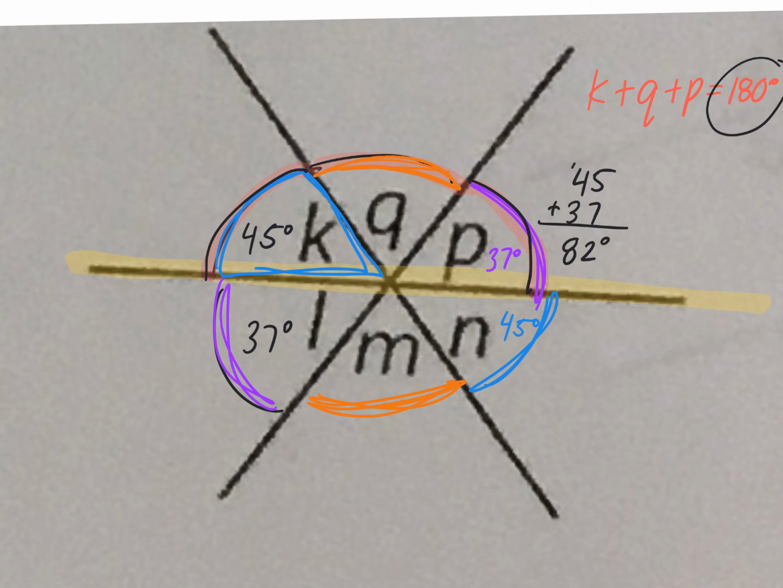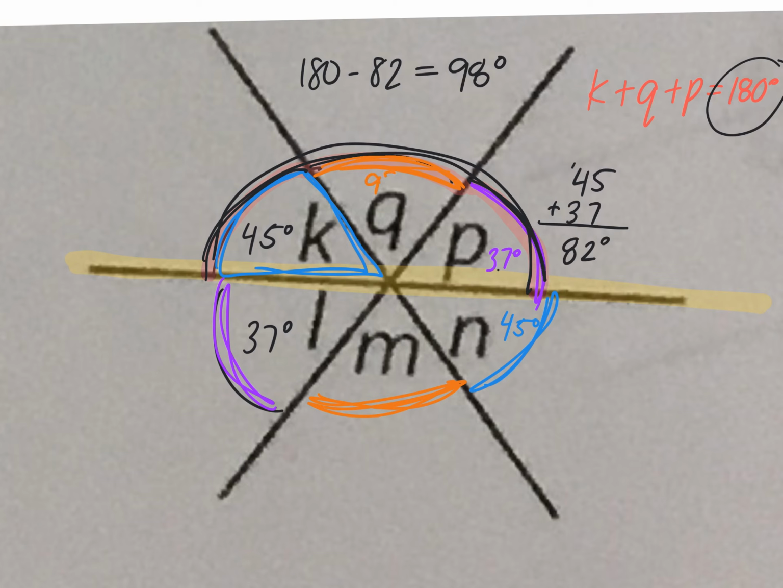I got 82. Okay, you got 82 degrees. How'd you figure out Q? I added all the opposites. Excellent. We have to do 180 minus 82. What does that equal? So angle Q is equal to 98 degrees, which means that angle M is equal to 98 degrees.